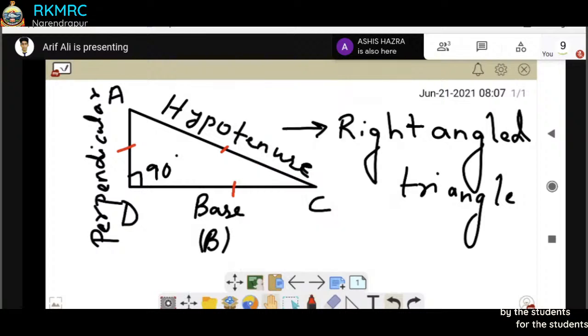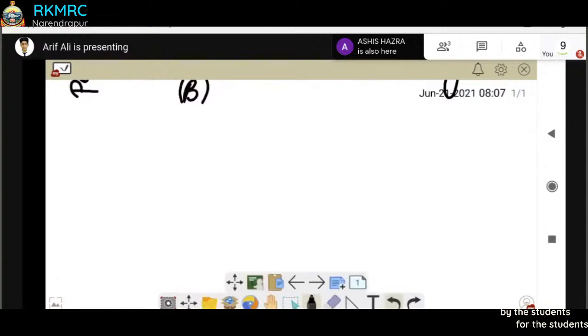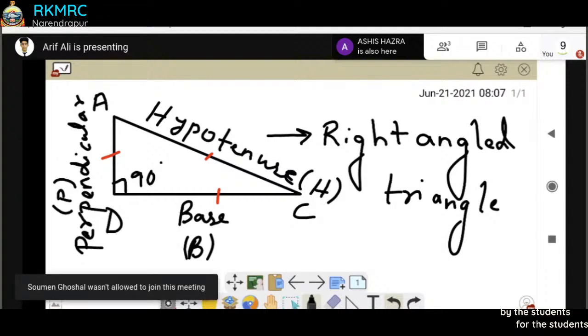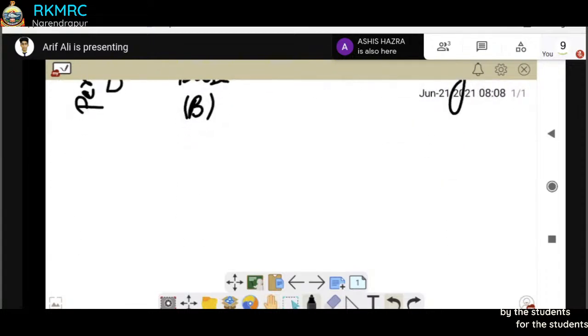So we will be denoting hypotenuse by H, perpendicular by P, and base by B. If we are asked to calculate hypotenuse, there is an important relation: H square is equal to P square plus B square.